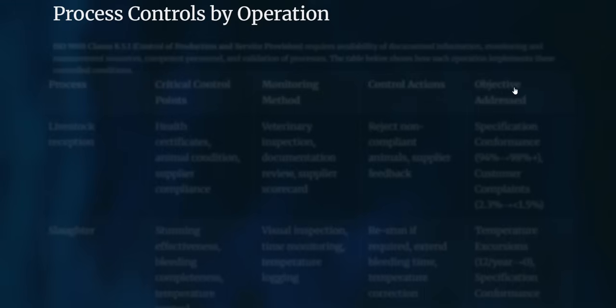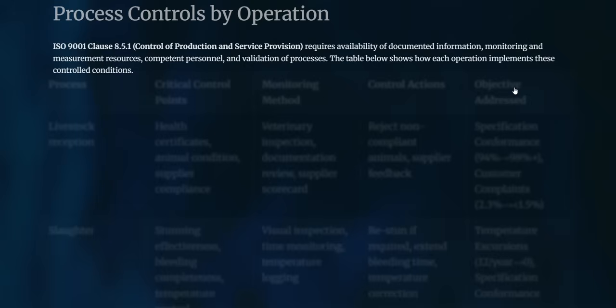The process control operations. ISO 9001 Clause 8.5, control of product and services provision, requires availability of documented information, monitoring and measurement resources, competent personnel, and validation of processes. The following table that we are going to show you will demonstrate how each operation implements these control conditions.